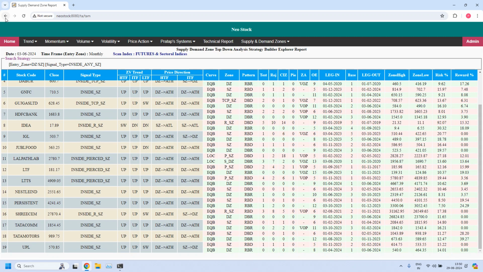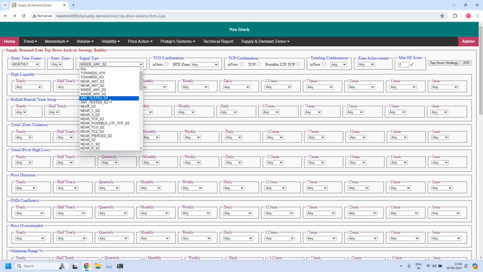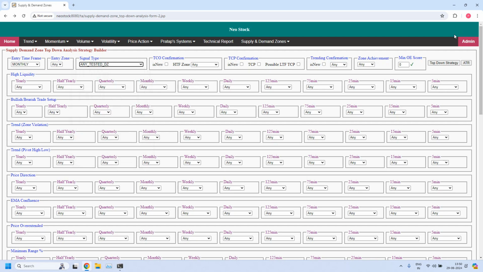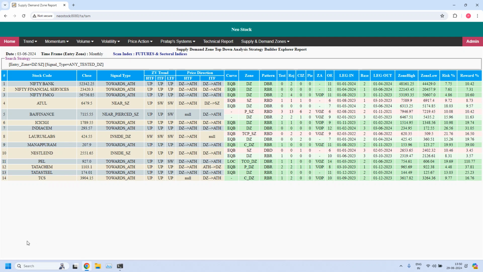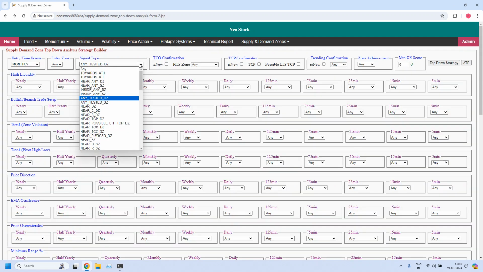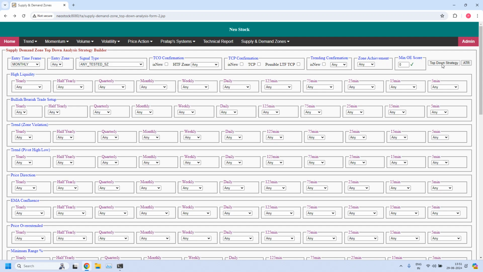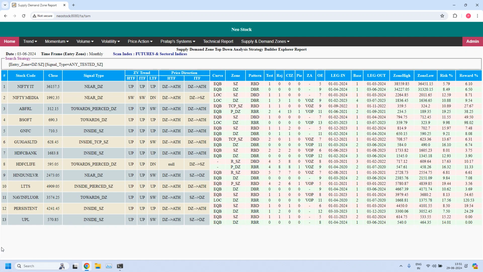And the next report is tested zones. The tested monthly demand zones during this month. And these 14 stocks having the monthly demand zones are tested. And the next report, monthly supply zones tested during this month. 13 stocks. These 13 stocks having monthly supply zones are tested during this month.